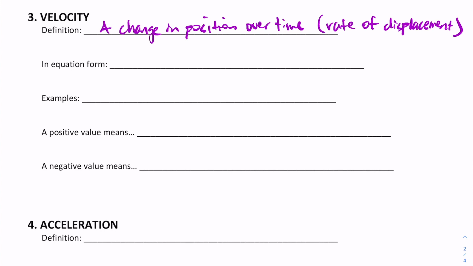In equation form, we're going to use v for velocity, and we will have horizontal velocity and vertical velocity. So the horizontal velocity will be v sub x, and that will be equal to the change in horizontal position over the change in time. We can also talk about vertical velocity, v sub y, and that would be the change in vertical position over the change in time. Horizontal and vertical velocity, different directions.